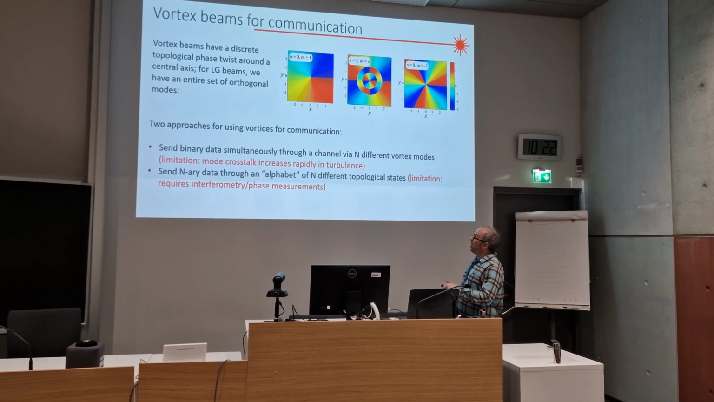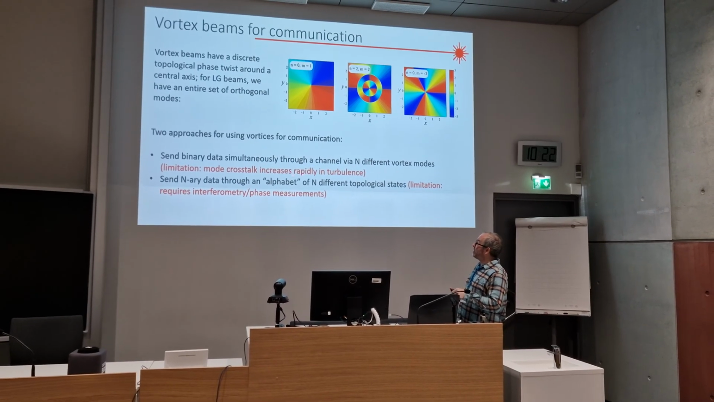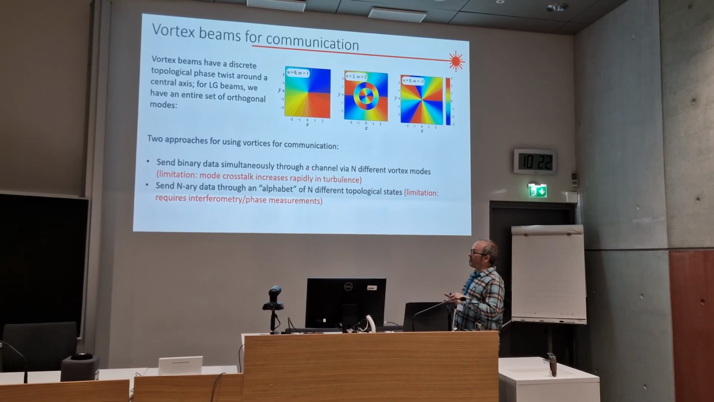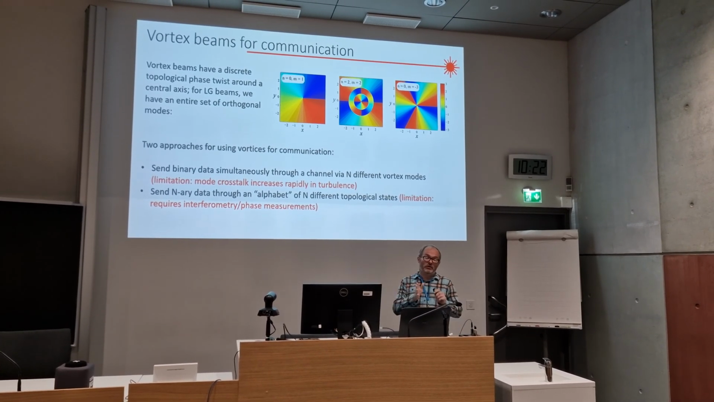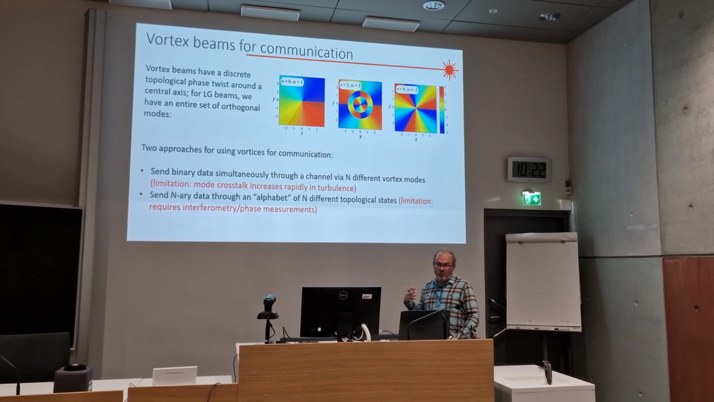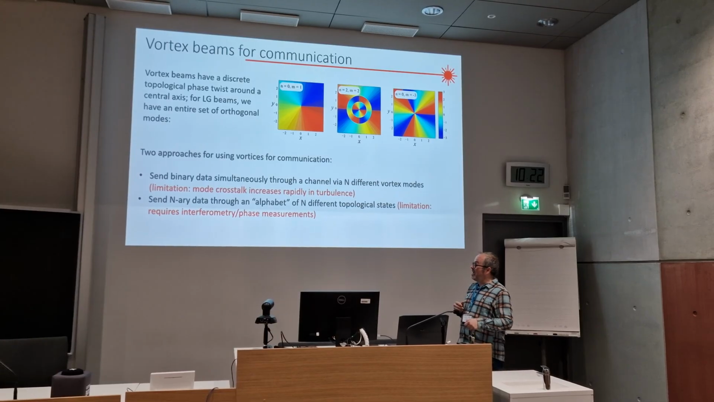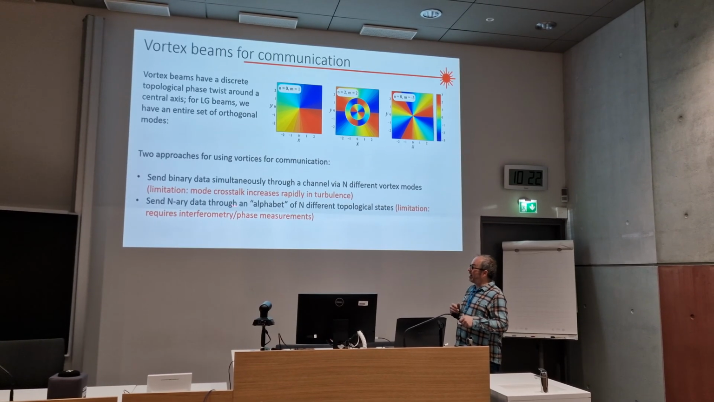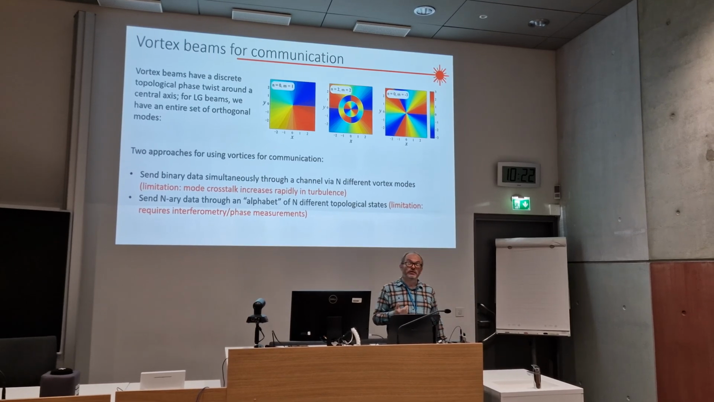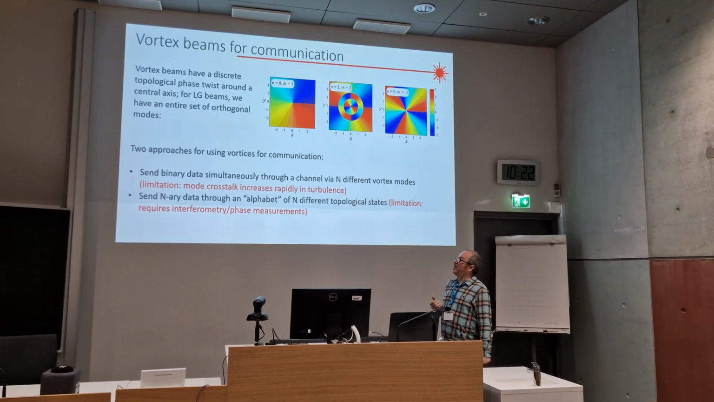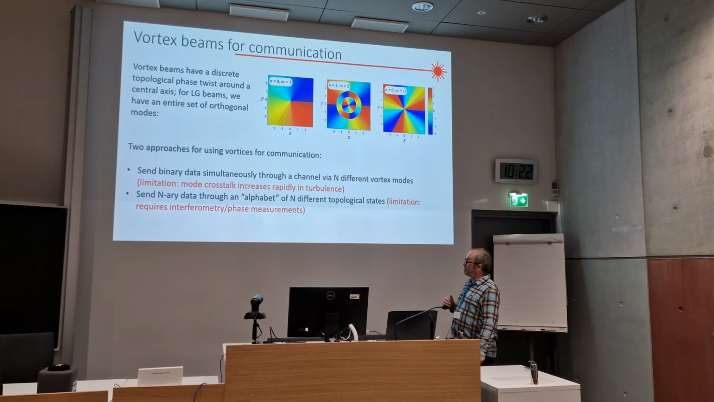One, the one that people mostly think about, is you send binary data simultaneously through some sort of atmospheric channel using n different modes. So each mode, because you can separate them out at the detector, will have its own independent data channel. The big limitation of that is mode crosstalk increases rapidly. So your independent modes become not so independent in a very short propagation distance.